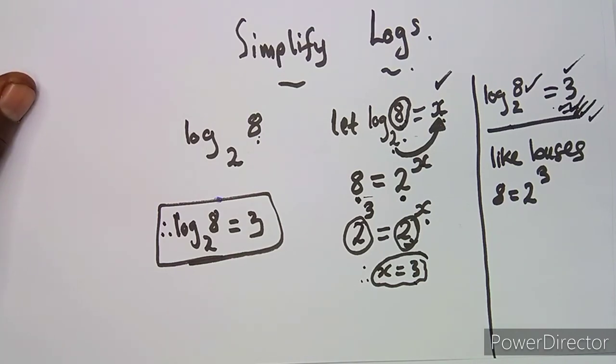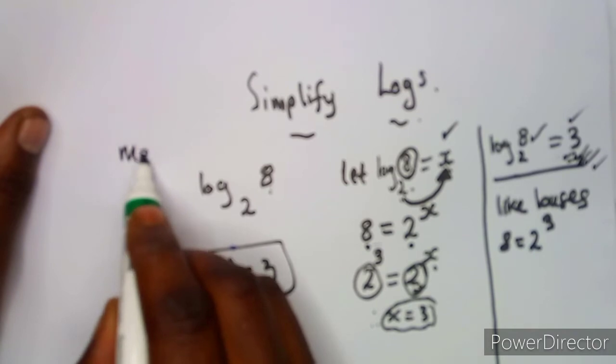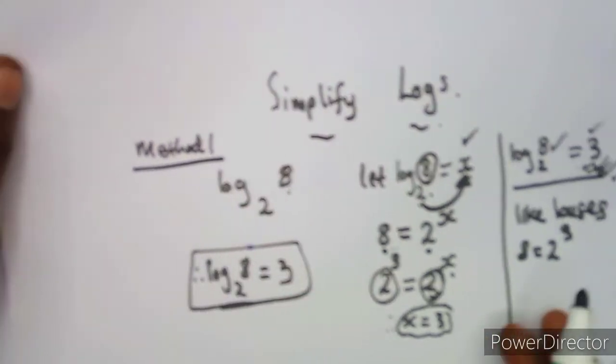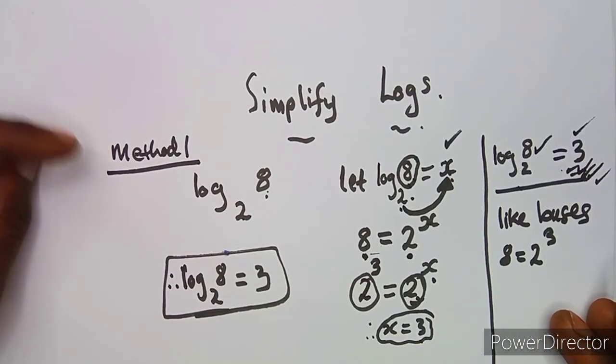All right, this is the other method that you can do to simplify logarithms. So you can just write this as method 1. So this is the method 1 here. So you're going to choose which one is the best from these two methods. So this is method 1. Okay, so let's see what we have on the second method.